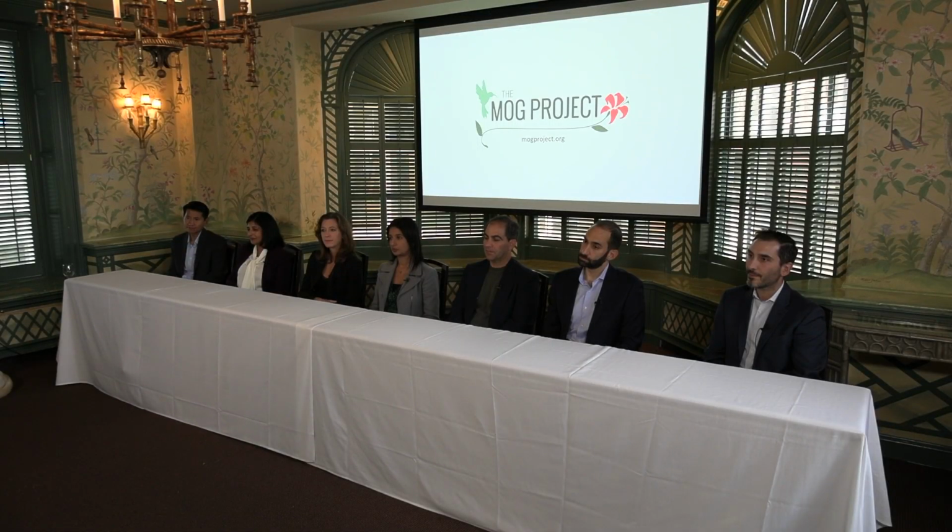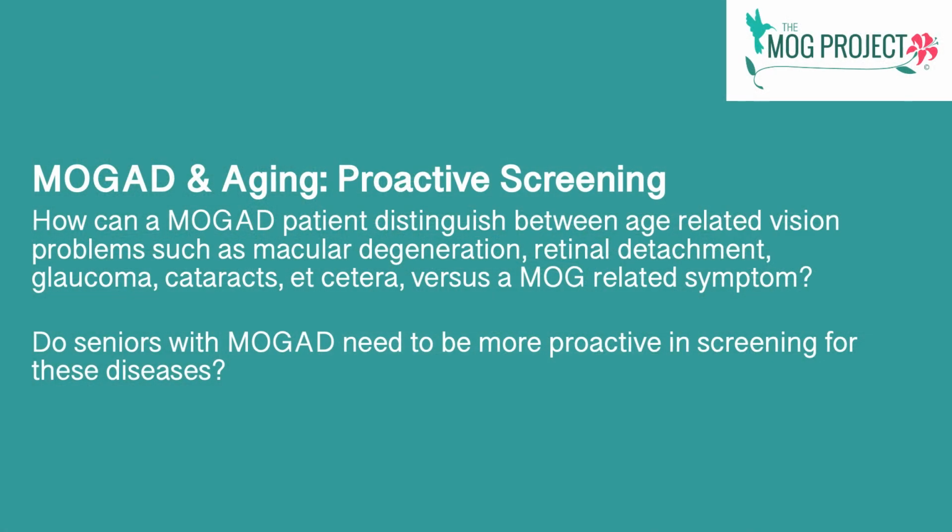This next question is for Dr. Chen. How can a MOGAD patient distinguish between age-related vision problems, such as macular degeneration, retinal detachment, glaucoma, cataracts, etc., versus a MOG-related symptom? Do seniors with MOGAD need to be more proactive in screening for these diseases?